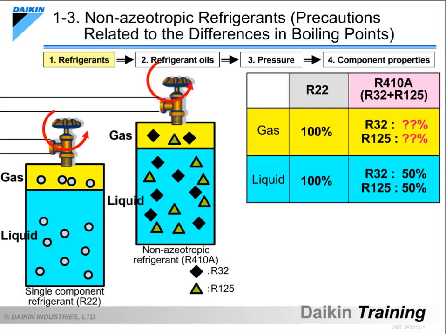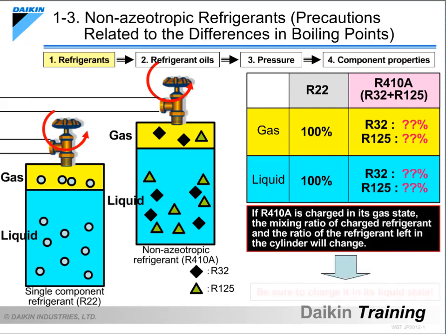When R410A is charged into an air conditioner in its liquid state, there are no changes in composition. However, when it is charged in its gas state, it results in changes in the composition of both the refrigerant charged into the air conditioner and refrigerant left in the cylinder. Therefore, when charging a non-azeotropic refrigerant, be sure to always charge it in its liquid state.